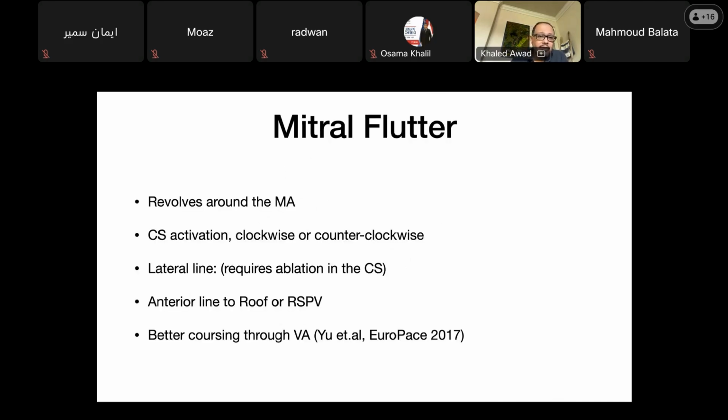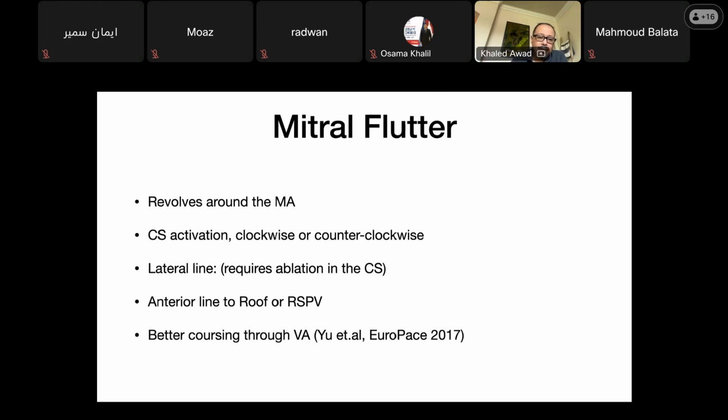Specific syndromes, things that are worthy of noting. Mitral flutter revolves around the mitral annulus. The CS activation can be eccentric or concentric, depending on it being clockwise or counterclockwise. How do you fix it? Well, you need to do a mitral isthmus line that blocks the mitral isthmus, and you could use a lateral line. We're going to show some examples of that.